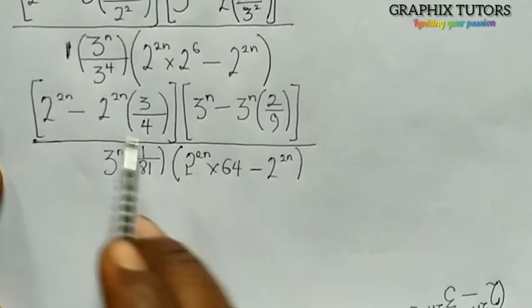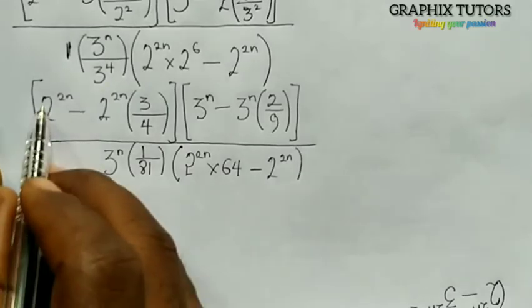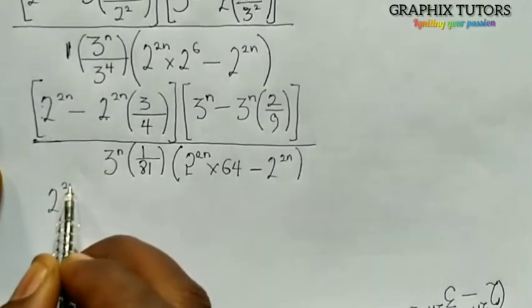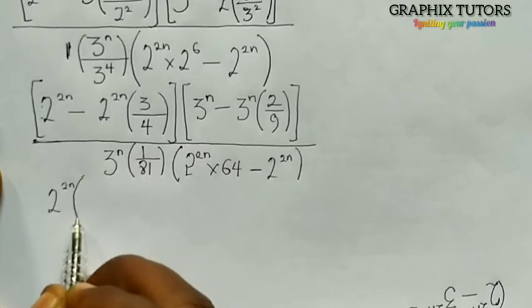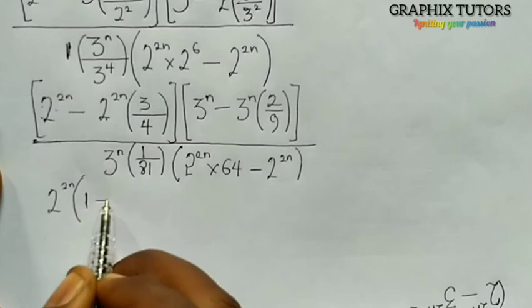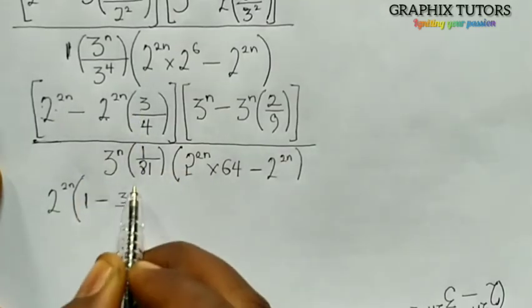Now if you look at this, what is common? I have 2^n, I have 2^n here. If I bring 2^n out from here, that is called factorization. What will remain? Silent 1 will be here. Minus, we'll be left with just 3 all over 4 here.